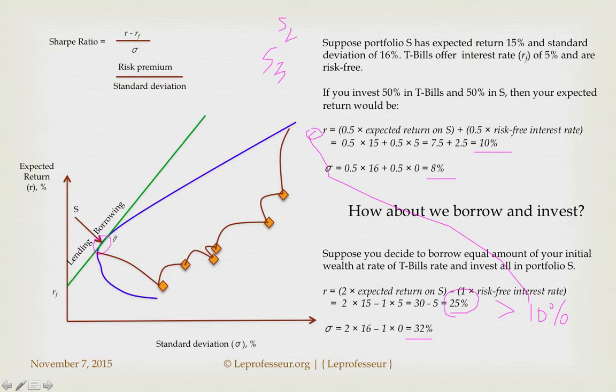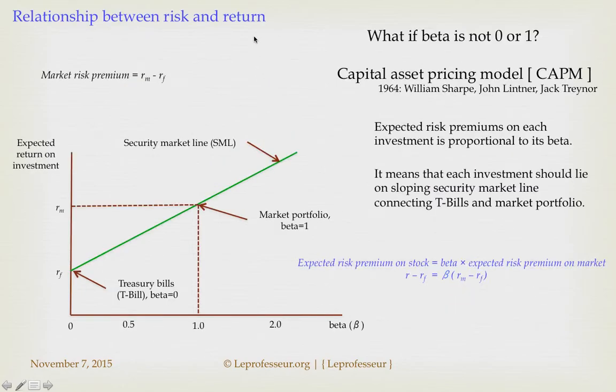You can visualize this way. So you have increased your expected return at the cost of increased standard deviation, okay, and that's where the Sharpe ratio comes into the picture: your risk premium divided by the standard deviation of your portfolio, right? Let's discuss a bit further here. What is the relationship between risk and return?